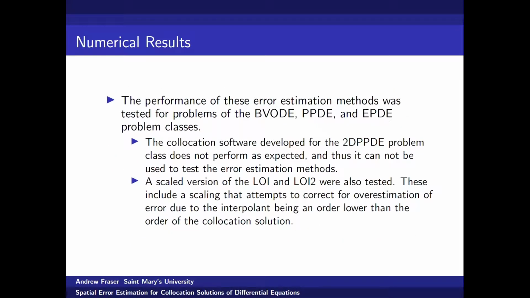The performance of these error estimation methods was tested for problems of the BVODE, PPDE, and EPDE problem classes. The collocation software developed for the 2D PPDE problem class does not perform as expected, and thus it cannot be used to test the error estimation methods. Also, a scaled version of the LOI and LOI2 were tested. These include a scaling that attempts to correct for overestimation of error due to the interpolant being an order lower than the order of the collocation solution.